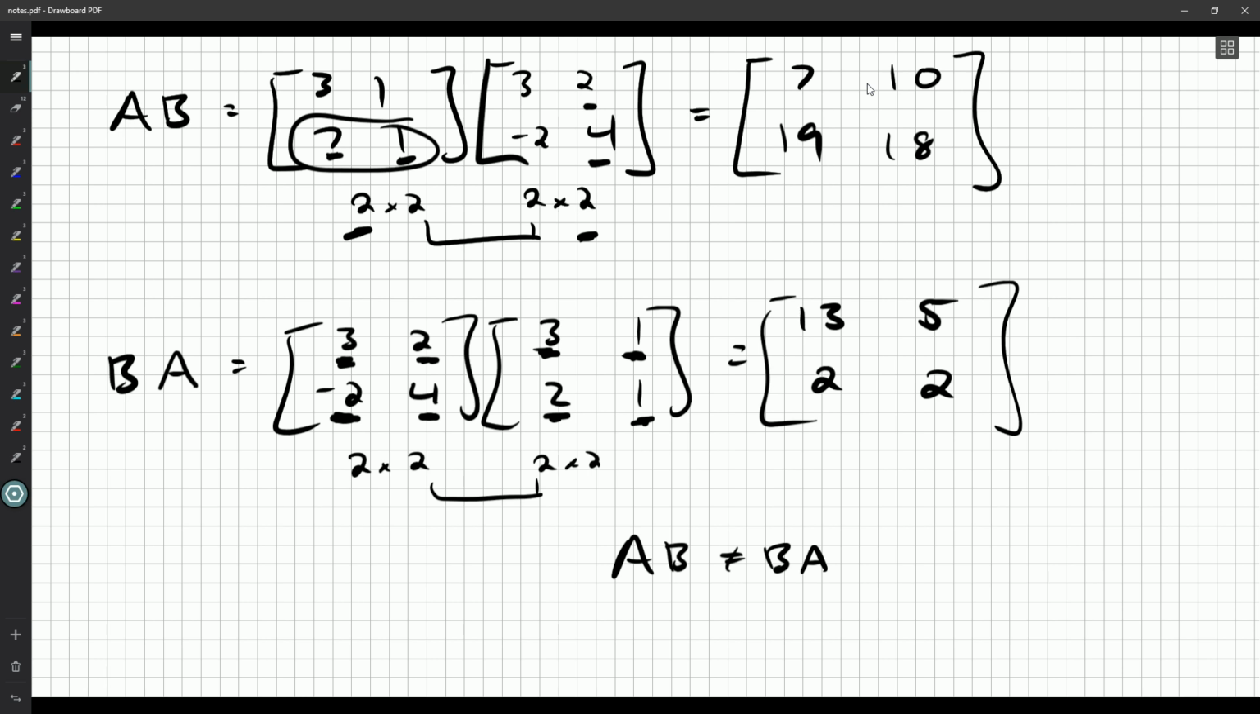You can find the rare situation where A times B and B times A are the same size and even the same matrix, but it is not something to suspect. Okay? It's not something that you should plan on or expect in any way. AB and BA, very different. Okay?